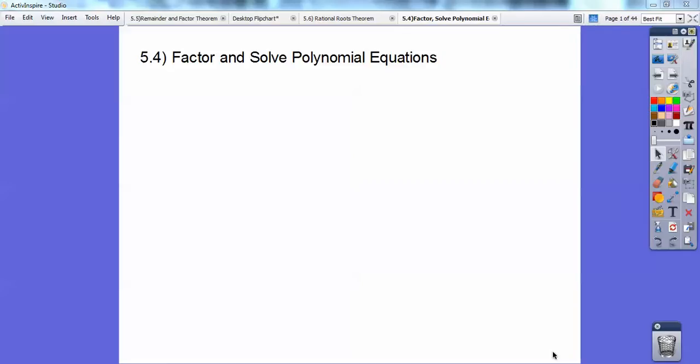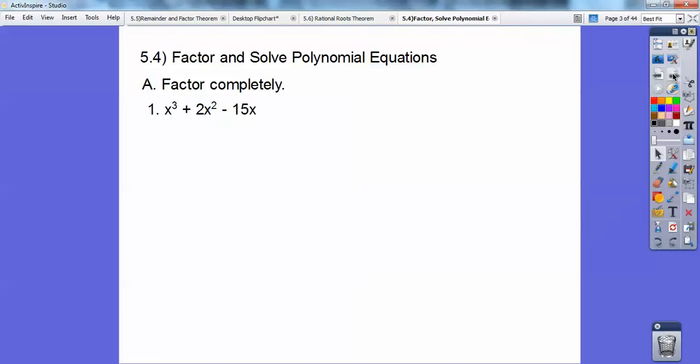Hey guys, Mr. Bullock here, and this Algebra 2 lesson is on factoring and solving polynomial equations. So we're just stepping it up a little bit. We're inching our way into the Algebra 2 level. These factoring ones are a little bit harder, you guys. They're more of an Algebra 1.5 type level.